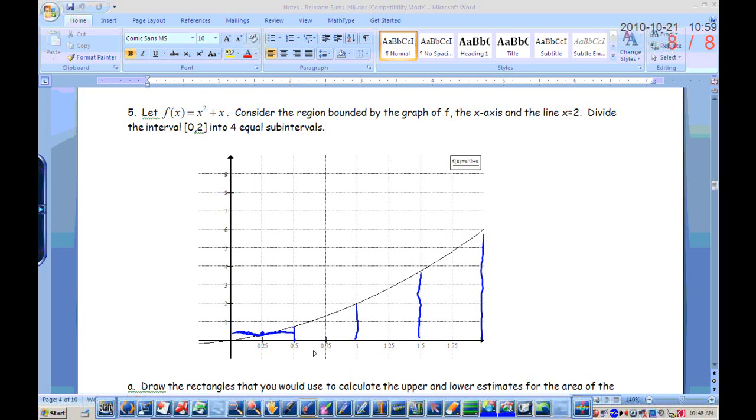Okay, we'll do it again. Where is the middle of the second interval? 0.75. So I want to look at the height of the curve at 0.75, and that is going to be the height of the rectangle.